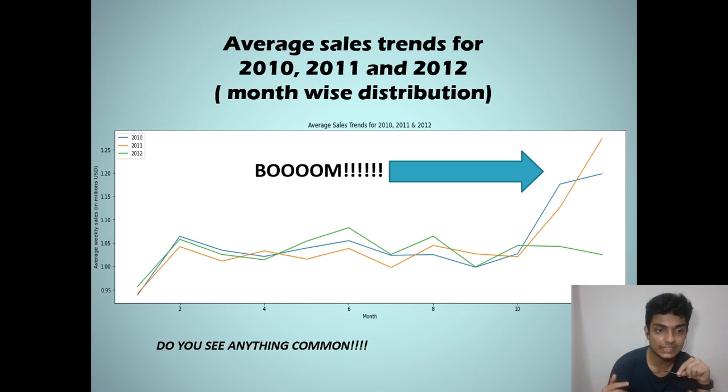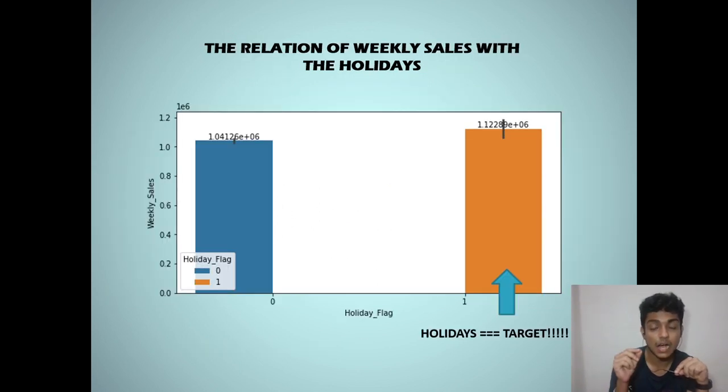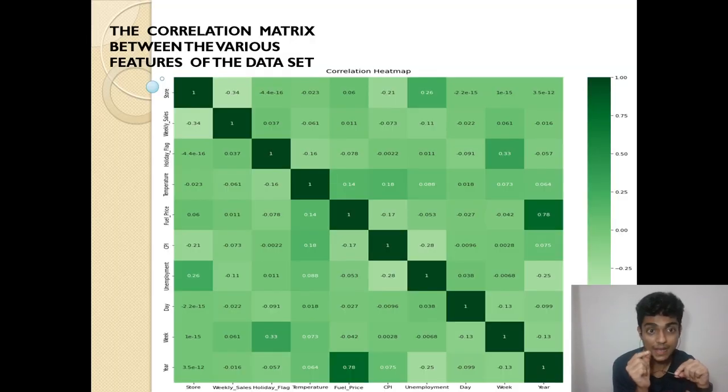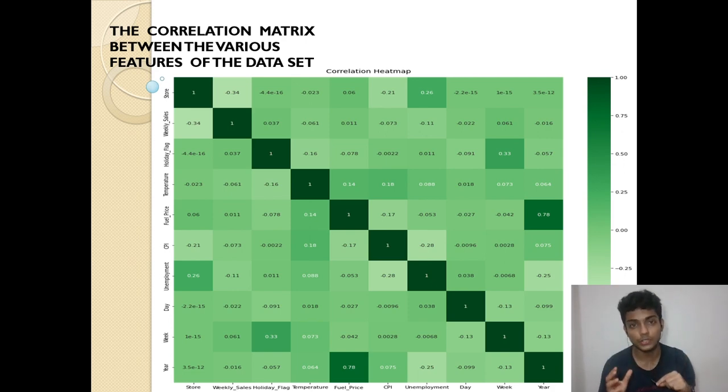Okay, still not convinced? Let's go. We see that holidays have more weekly sales than non-holidays. How did we get that? Remember the holiday flag feature I told you about? Do you realize one thing? In the month of late November, December, January, and early February, we have the festival season happening, right? Especially in the US, Walmart has so many sales. Even in India. So the holiday season, that's the key. And if you see the correlation matrix, we will understand the same thing as well, because weekly sales has a very strong correlation, which is what we have already understood, haven't we?